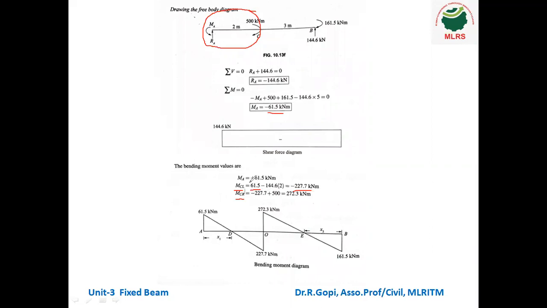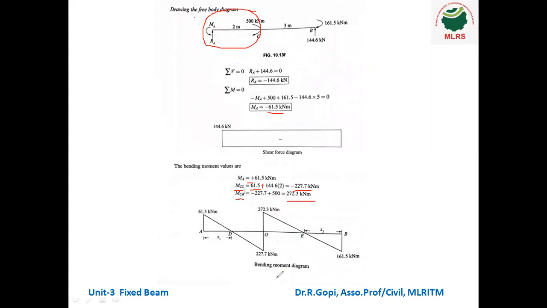Actually this 61.5 is minus and this 144.6 into 2 is plus, because MA is acting anti-clockwise and RA into 2 is clockwise. Actually they changed the sign convention, please note down. So the same value you write: minus 61.5 for MA and plus 144.6 into 2, up to the C point. Then include this 500 kilonewton meter clockwise moment for after the moment acting point, that means the right side. So we got 272.3.